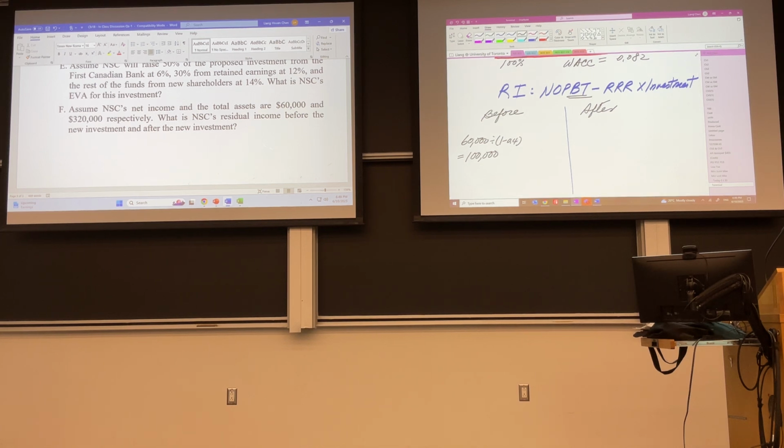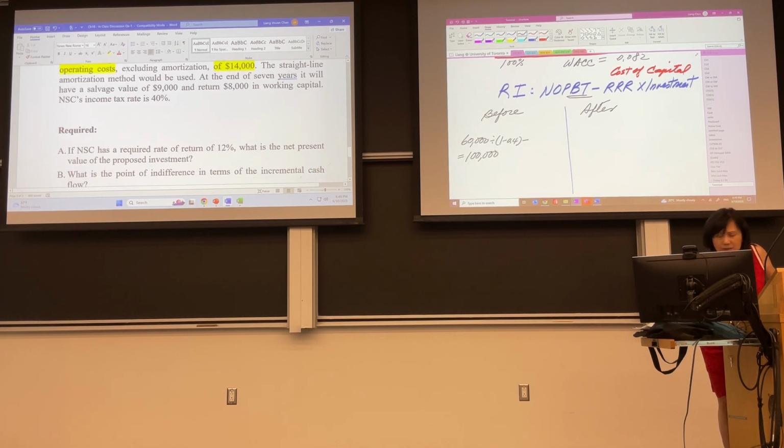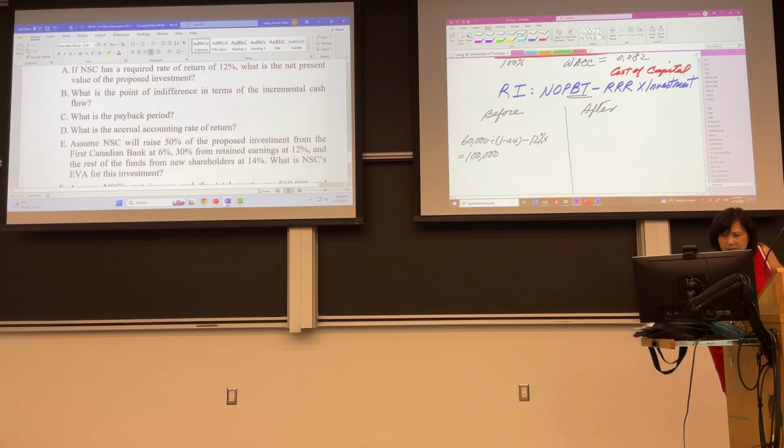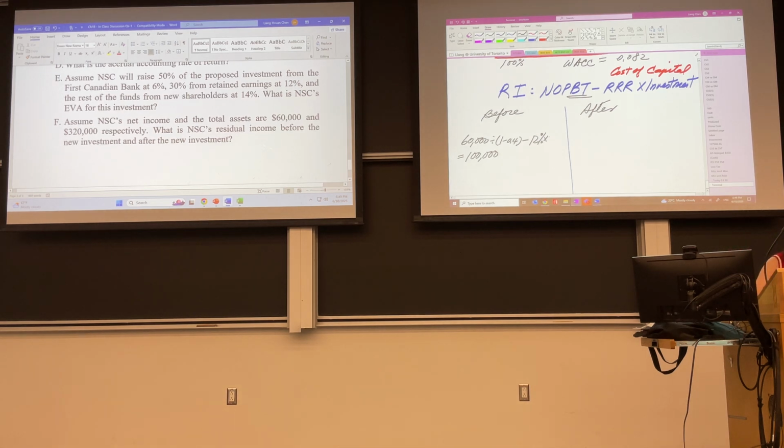Okay, there's one question. Minus cost of capital. This is called cost of capital. How much it costs you to use other people's money. Required rate of return, the company's at 12%. Investment is the total asset, 320,000. So 12% of 320,000 is 38,400, and 100,000 minus 38,400 is 61,600. This is the residual income before the new investment.